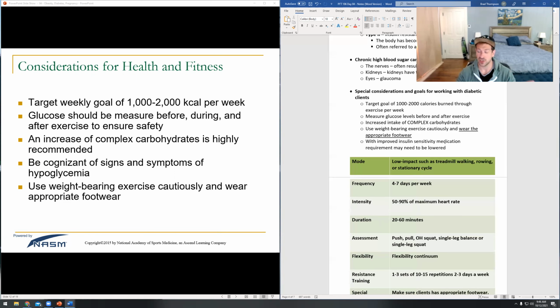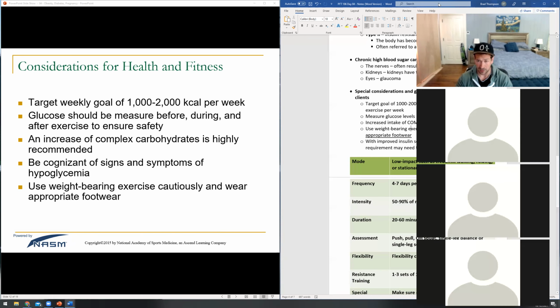And then one of the things that's actually really important is we are going to encourage our clients with diabetes to wear the appropriate footwear. Now that seems really weird for a trainer to talk about.